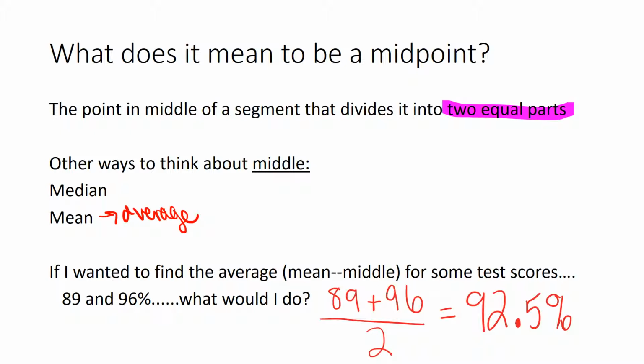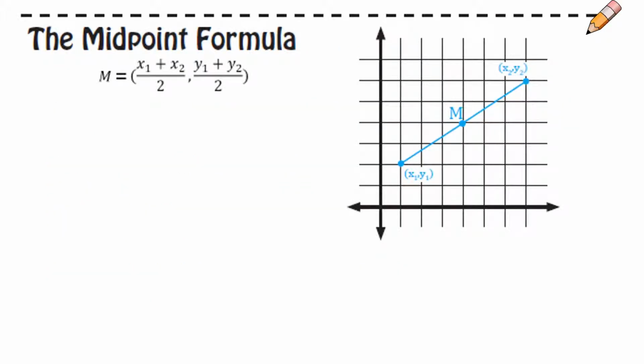So using this idea of how we find the average, that's what we're going to do today when we find midpoints of segments in geometry. If we go back to our foldable, the second half is the midpoint formula, and it's exactly how we explained it on the last slide. It's the average between the x values and the average between the y values.